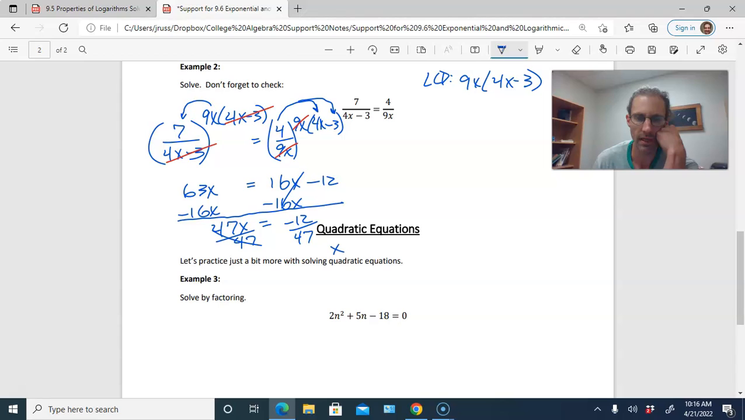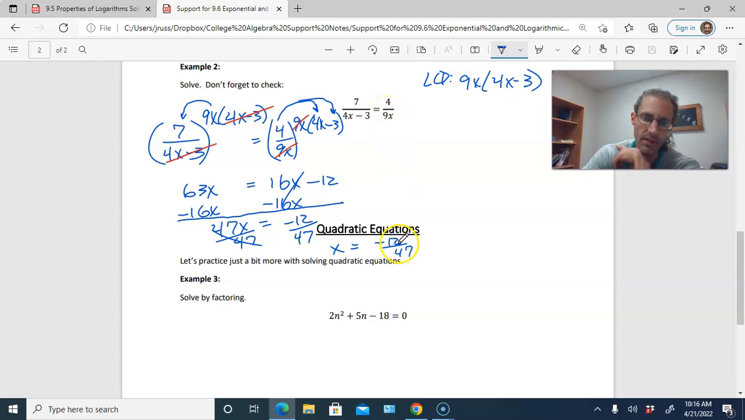So we're going to get x is equal to negative 12/47. Now this is a fraction, so you want to try to simplify it if you can. But guys, this one is irreducible. 12 and 47 have no common factors. And then again, you would want to check, but if I plug this negative fraction in here for this x and multiply it by 9, it's not going to become 0.